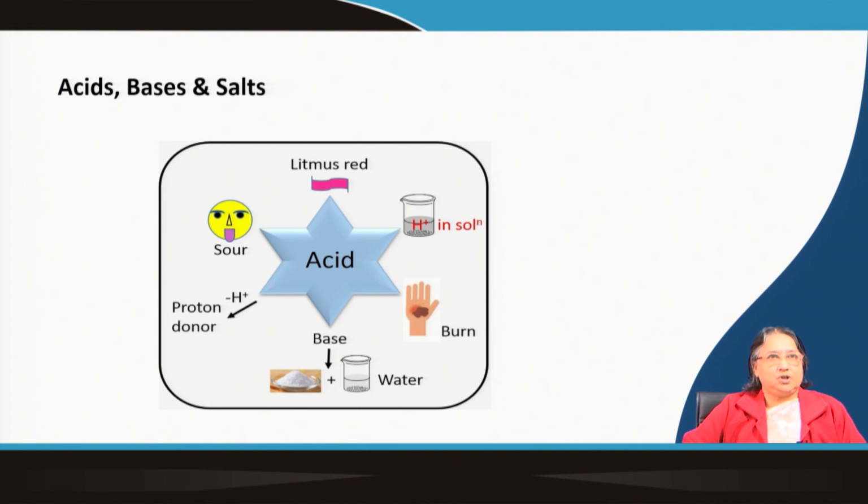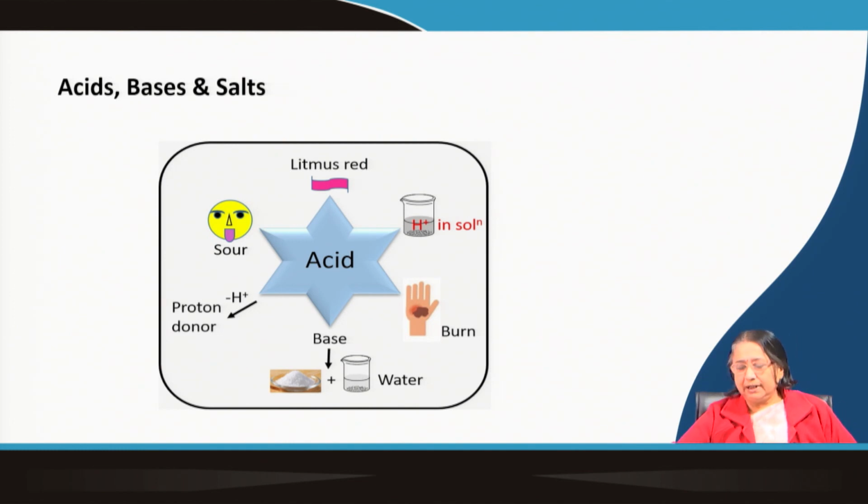The old concept of acids is that some people said that an acid should turn blue litmus red, somebody said it is sour, and some people said that it reacts with bases to form salt and water. It burns the skin, it can donate a proton, but all these properties were very old and are not explained by the modern concepts.